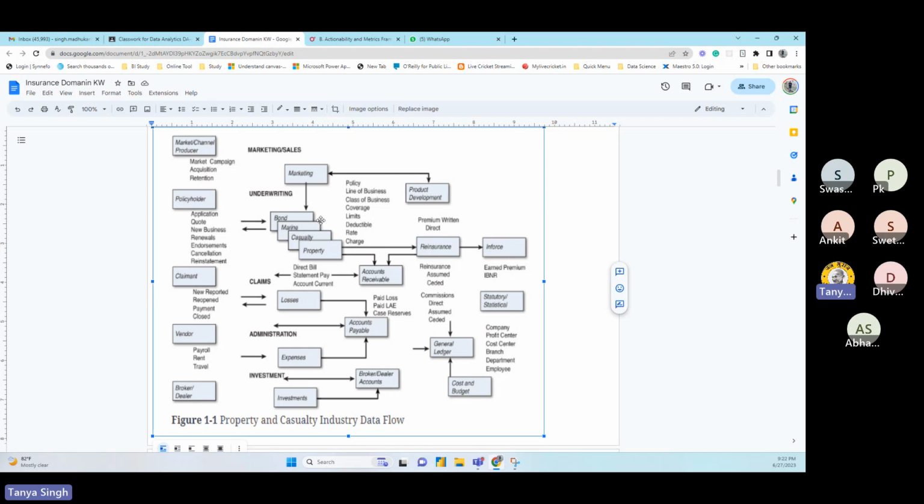After that, it comes to the underwriting phase where you are actually writing the policy, right? Like you are becoming the customer of that insurance company. You are buying an insurance, right? And these are the flows and stages of that.